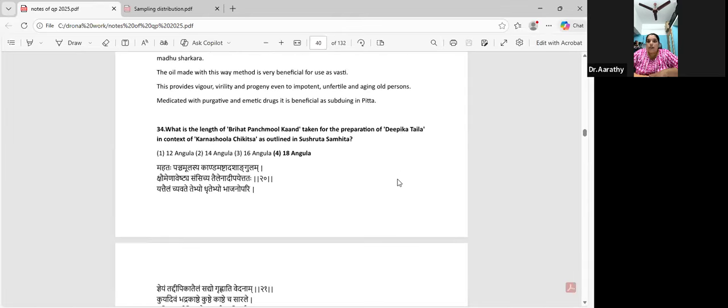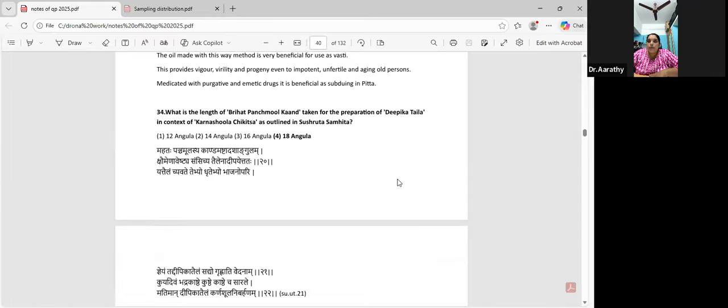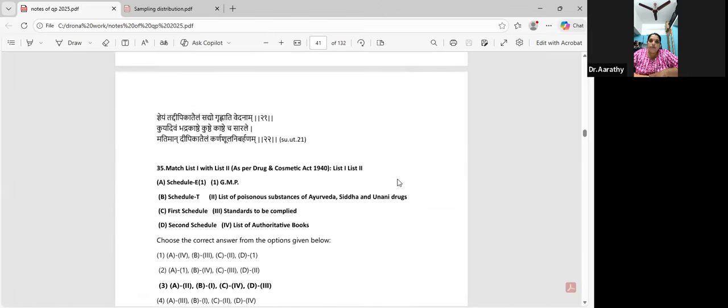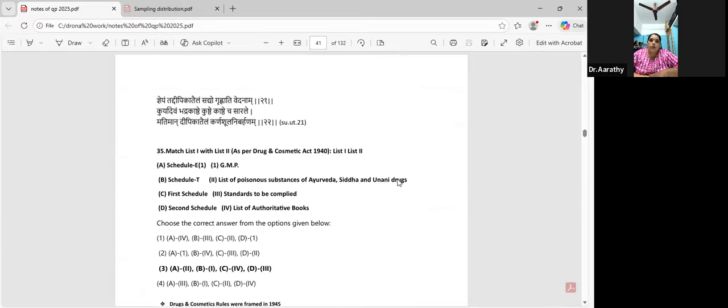Okay. Then 34. What is the length of the Brihat Panchamula Kand taken for the preparation of Deepika Tailam in the context of Karna Shula Chikitsa as outlined in Sushruta Samhita? So the Deepika Tailam, the context itself, you have the answer. It is 18 Angula. That was a direct question. You can check Karna Rogas in Shalakya. Then match the list.